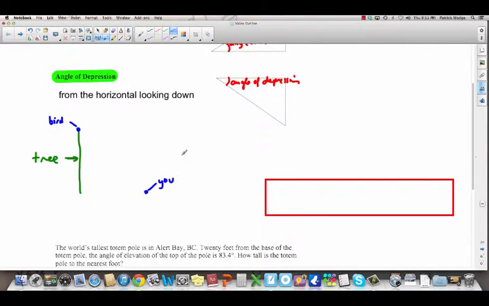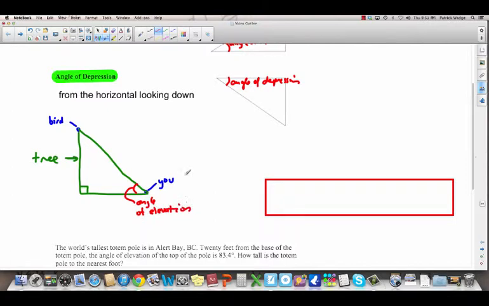Now, the tree is probably on the ground, and we assume the tree makes a right angle. And there's going to be some question asking you about looking either from you to the bird or the bird to you. Once you draw that in there, you're left with your right triangle. If I was talking about the angle of elevation when you're looking at the bird, that would be down here. Here's the horizontal, and you're looking up. So this right here is the angle of elevation.